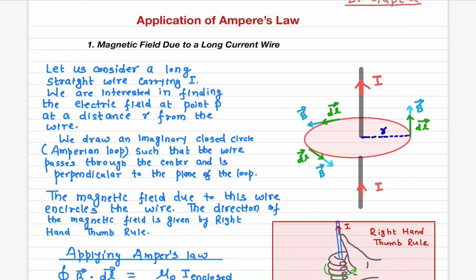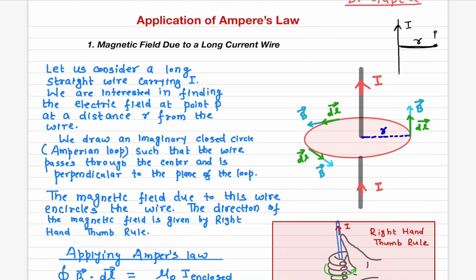So what we are given is just a wire here, and we have to find out the magnetic field at this point P. This is a long wire, and the distance between them is R. So this is the wire, that's the point where we need to find out the magnetic field, and the distance here.